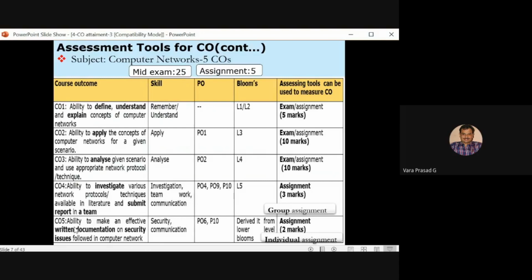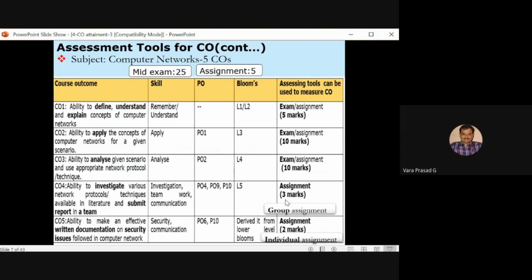So this faculty is giving an individual assignment to the students on security related issues. The faculty is expecting some sort of written document from the students, which covers communication skill. PO6 is security, PO10 is communication skills. So how many marks are allocated?